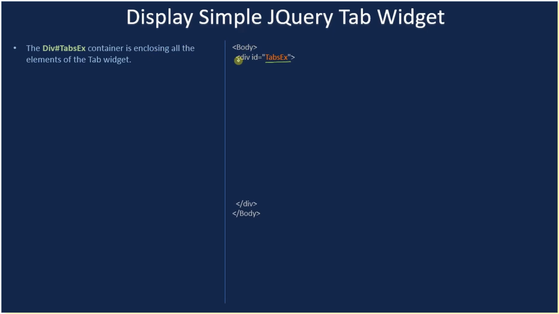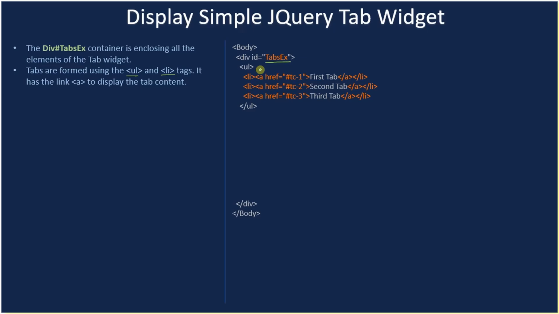And if you see, this is simple HTML. Inside the body, we are opening the div tag and we gave the ID tabex. Tabs are formed using the UL and LI tags. These are all simple HTML tags. It has a link anchor to display the tab content. Here we have the unordered list, and we have 3 list elements in this example. And here we have the anchor hyperlink references.